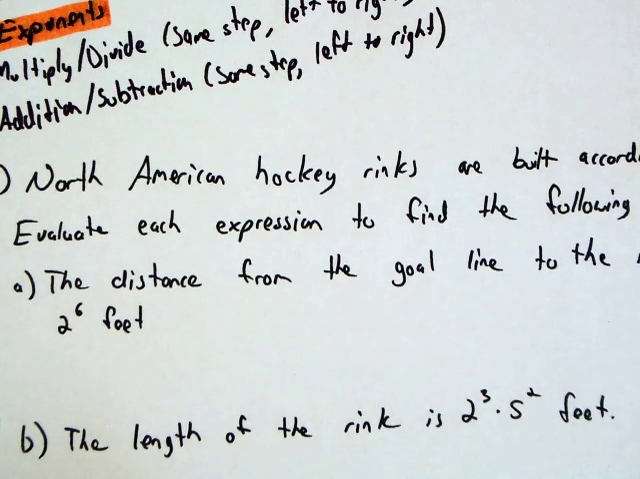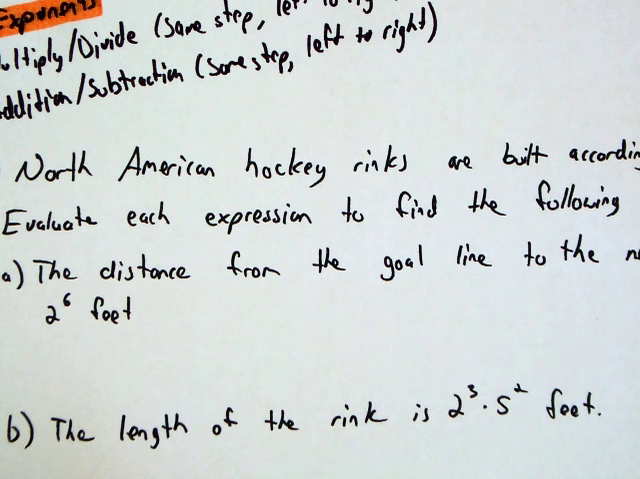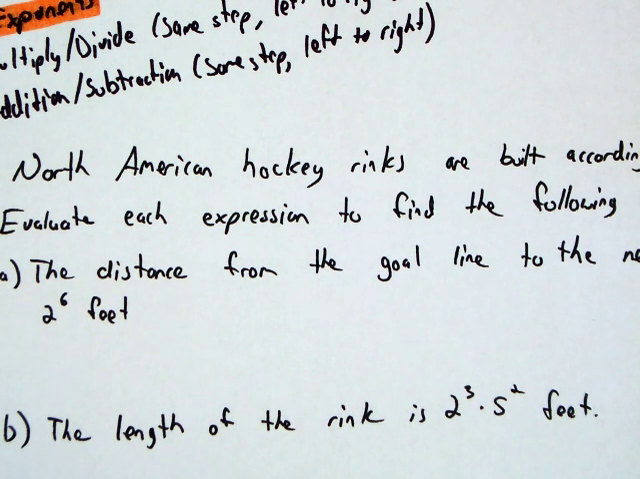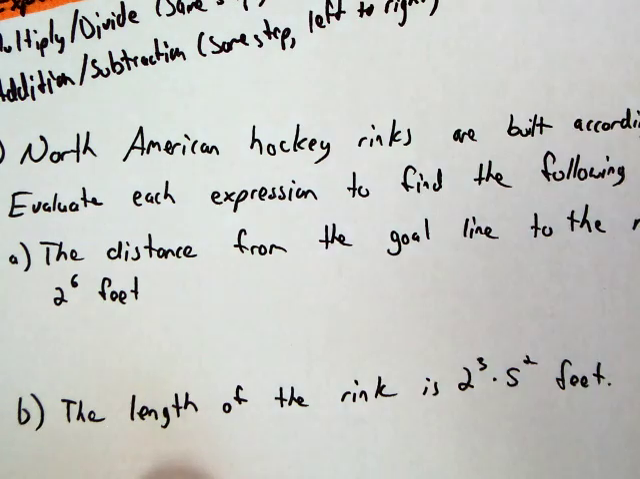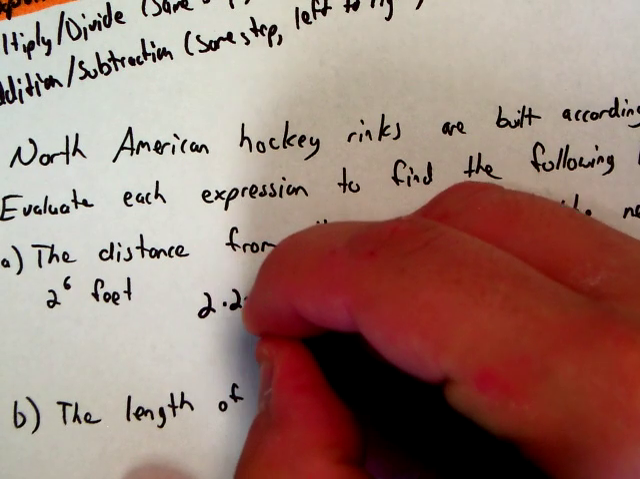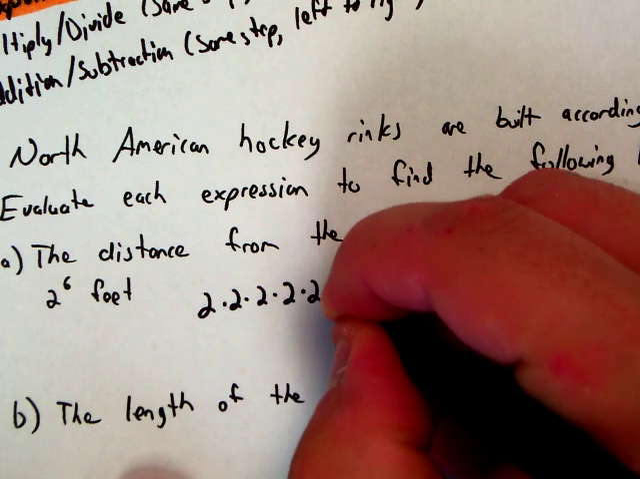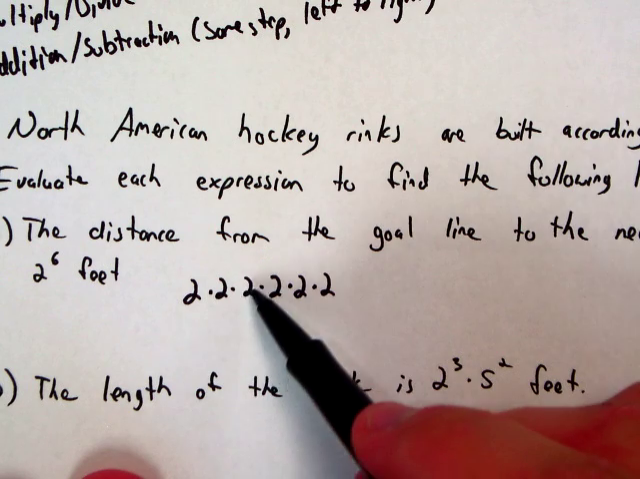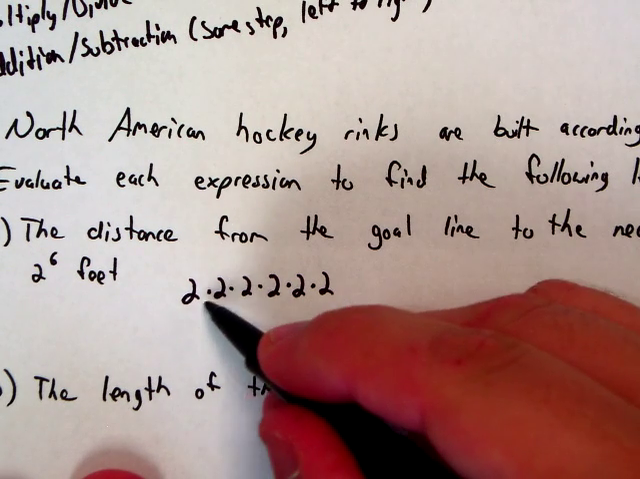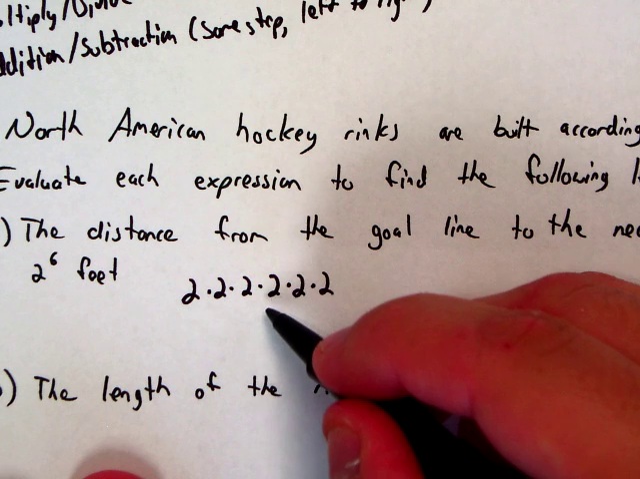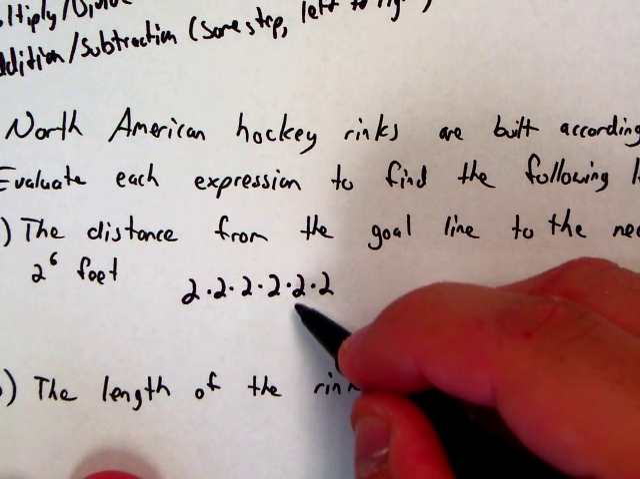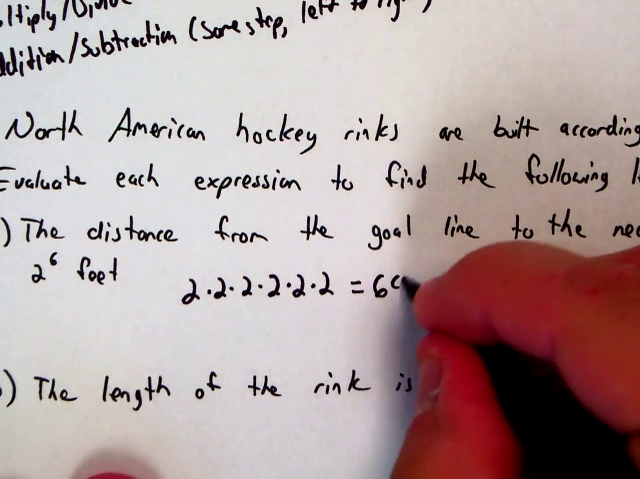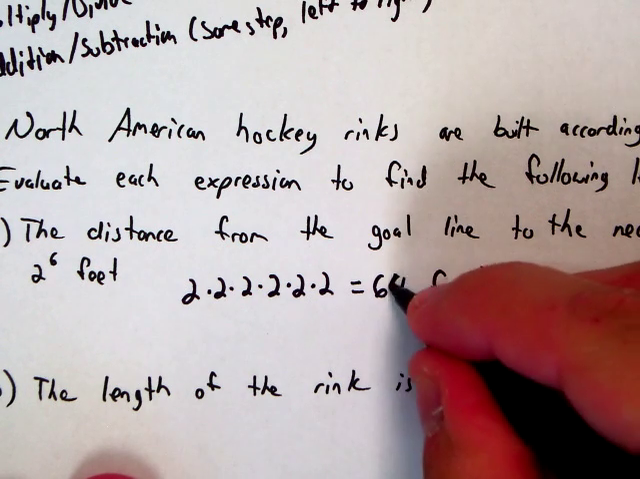So example 2, it says North American hockey rinks are built according to NHL specifications. Evaluate each expression to find the following lengths. It says the distance from the goal line to the nearest blue line is 2 to the 6th power feet. This represents 2 times 2 times 2 times 2 times 2 times 2. The base is 2. Exponent is 6, so it gets multiplied 6 times. 2 times 2 is 4. Times 2 is 8. Times 2 is 16. Times 2 is 32. And times 2 is another 64. So this is 64 feet.